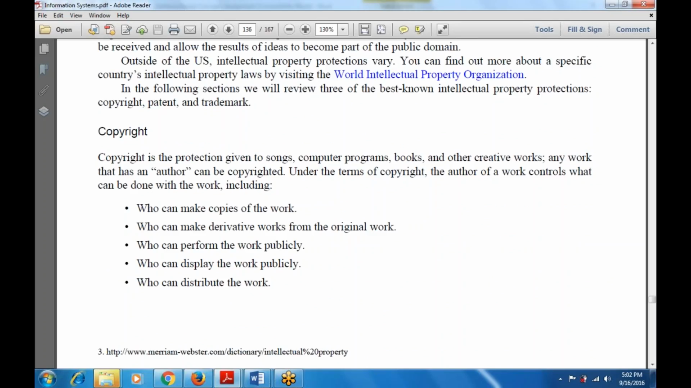Under the terms of copyright, the author of the work controls what can be done with it. What should be included in copyright? Who can make copies of the work, who can make derivative works from the original, who can perform the work publicly, who can display the work, and who can distribute the work.